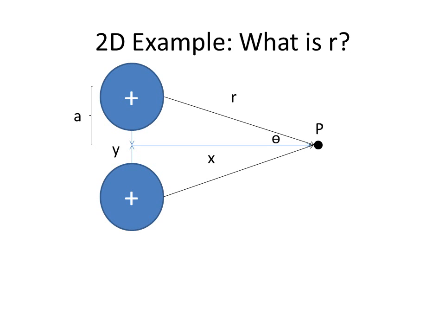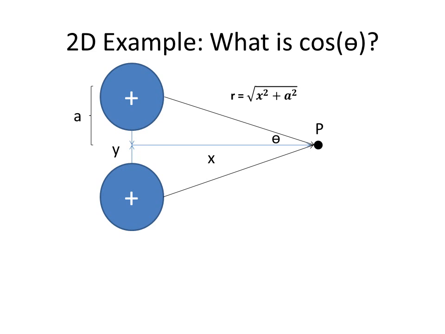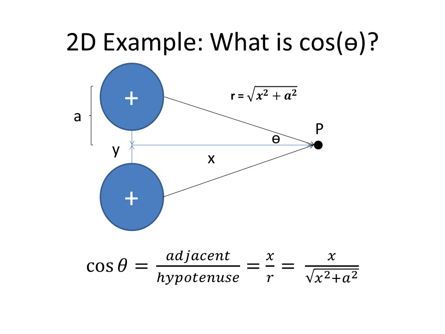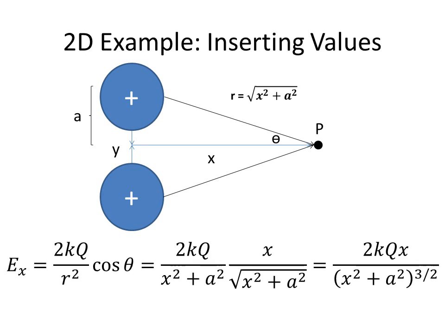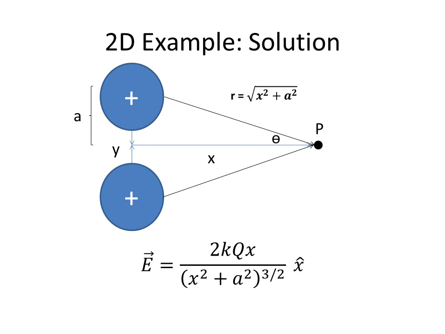We already determined that we can solve for r by simply using the Pythagorean theorem. Now that we have r, we can solve for the cosine of theta using simple trig rules. We can now obtain the x component of the electric field by just plugging these values in. We now have the solution for our electric field.